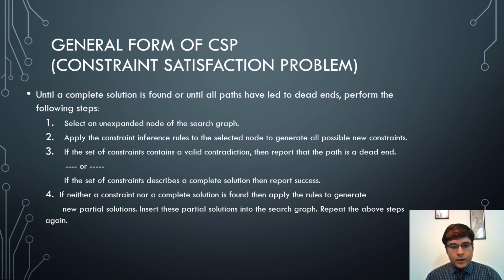Then we report that, and otherwise, if the set of constraints describes a complete solution, then report success. So if these constraints describe a complete solution, then we report success to the output. If neither a contradiction nor a complete solution is found, then apply the rules to generate new partial solutions. Insert these partial solutions into the search graph. Repeat the above steps again. So this is the way to go about the constraint satisfaction problem. In fact, we can apply any of the search strategies from before, but we do have to apply all the constraint rules at every step.